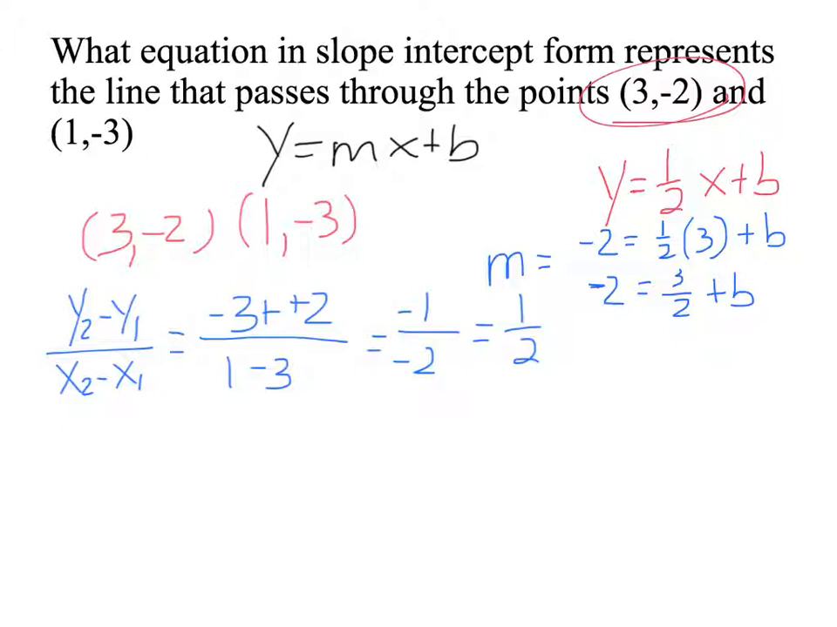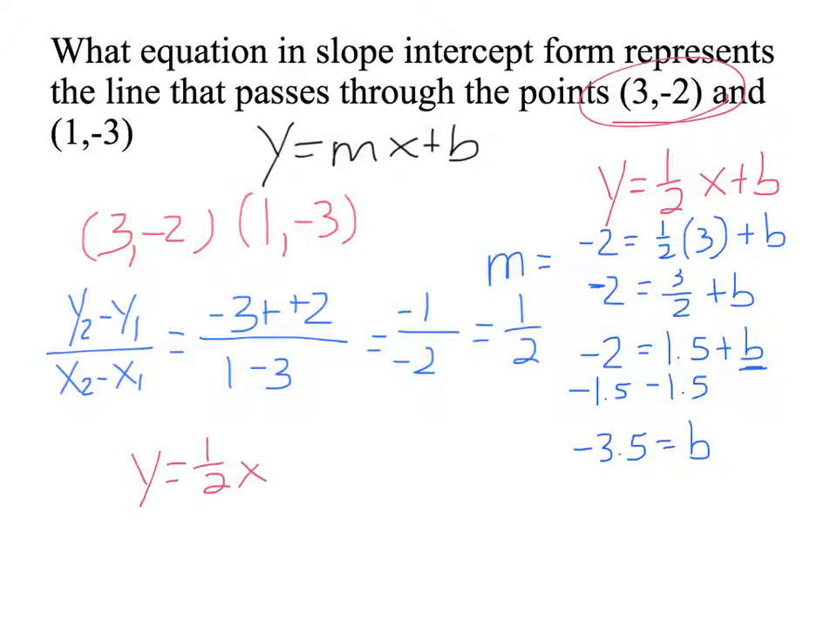Okay, and 3 over 2, I guess we could write as 1.5. So I have negative 2 equals 1.5 plus b. Then to solve this equation for b, I'm just going to subtract 1.5 from both sides. And negative 2 minus 1.5 is negative 3.5 equals b. So then my equation is y equals 1/2 x minus 3.5.